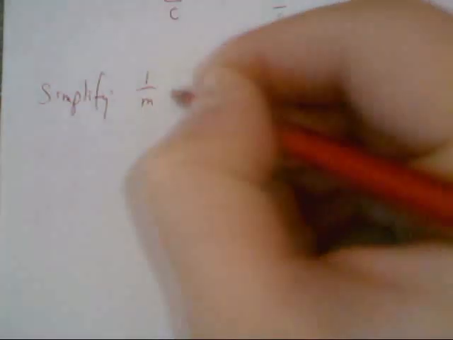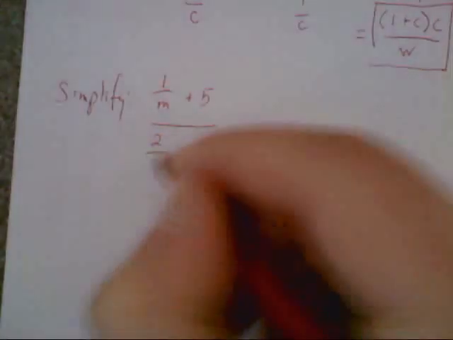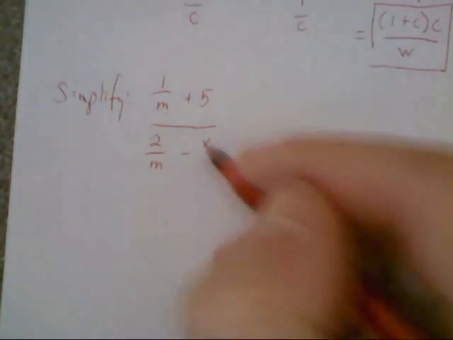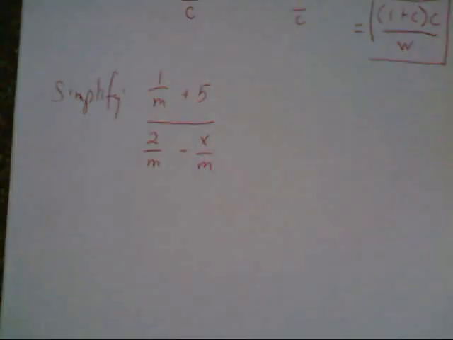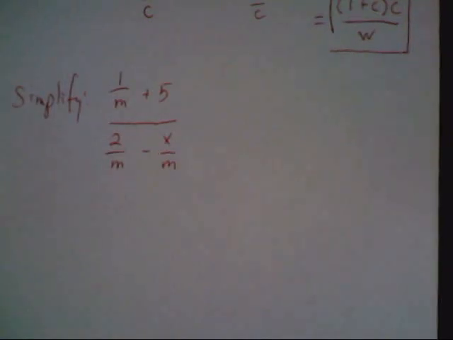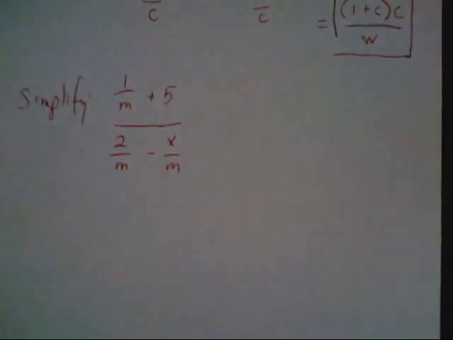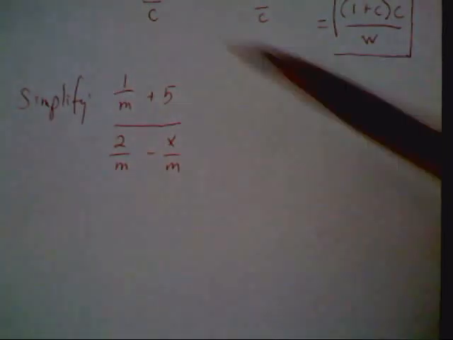One over M plus 5 all over 2 over M minus X over M. So hopefully you recognize, again, the first step should be to do what? Common denominator. What should it be on top?